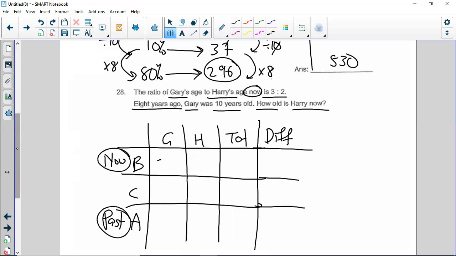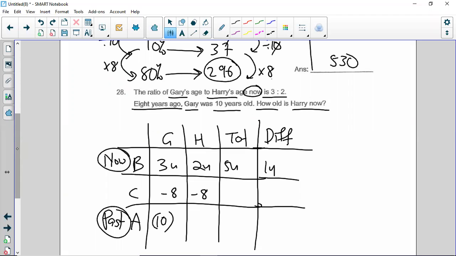Gary to Harry, 3:2, and that's units. And then total is 5 units. And what's the difference? The difference is 1 unit. Okay, and 8 years ago, you have to minus 8 because it's in the past. So minus 8, Gary was 10 years old. So this is the actual value, 10 years.